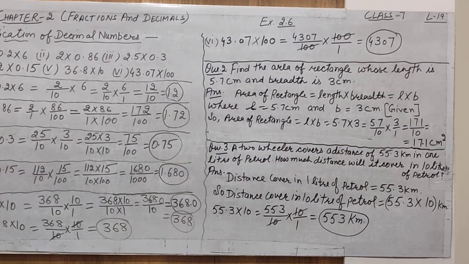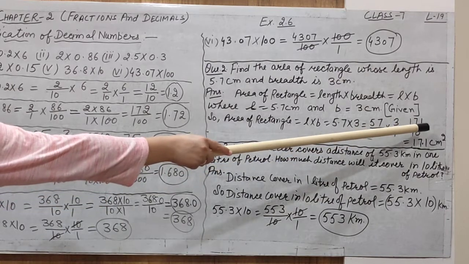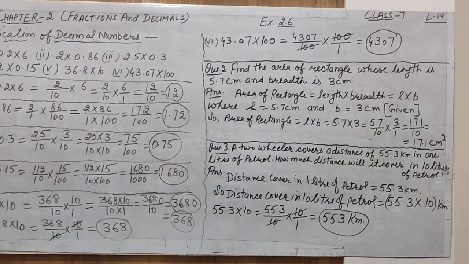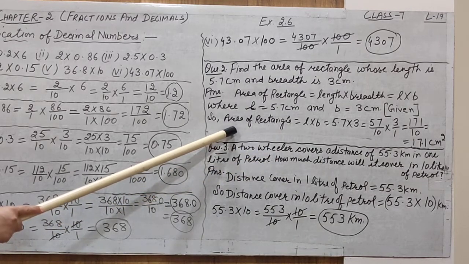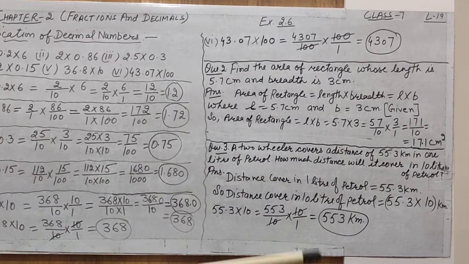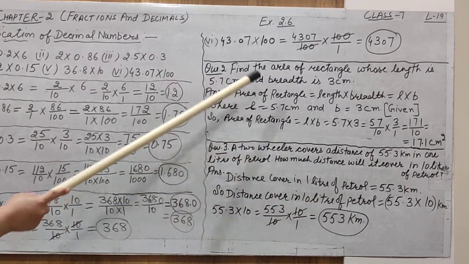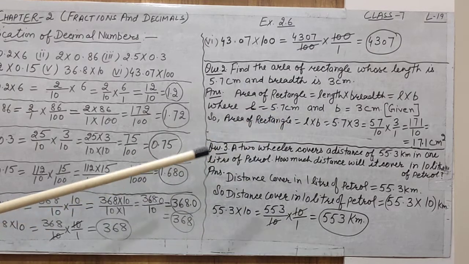Alright, so when 171 is divided by 10, what is the result in decimal form? There is only one 0, so counting from the right hand side, the answer is 17.1 centimeter square, or you can write square centimeter, because area is always written in the form of centimeter square. So units must be correct. When you solve such kind of questions, unit must be correct.